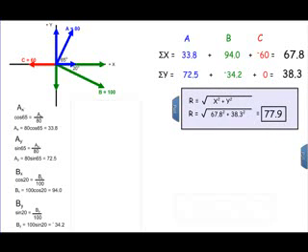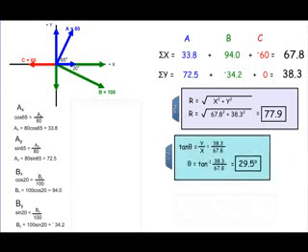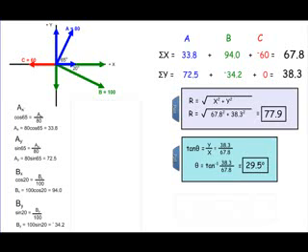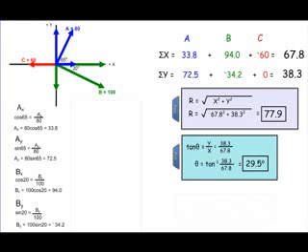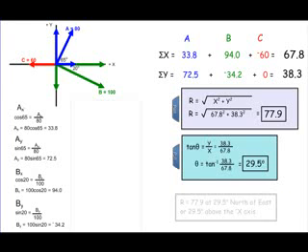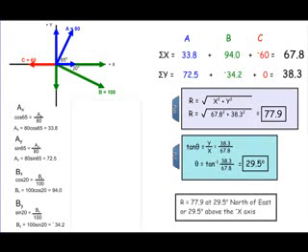Use the Pythagorean theorem to find the magnitude of the vector. Use the tangent function to find the angle at which it is directed, and that gives you the same answer, and you report it the same way. The resultant is equal to 77.9 at 29.5 degrees north of east, or 29.5 degrees above the positive x-axis.